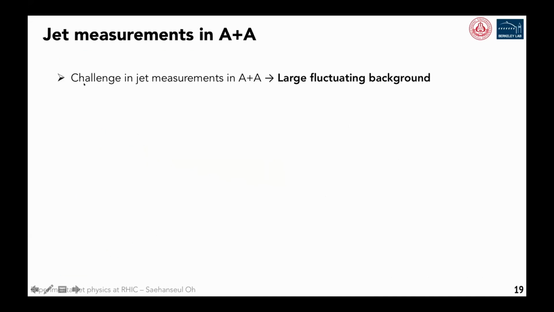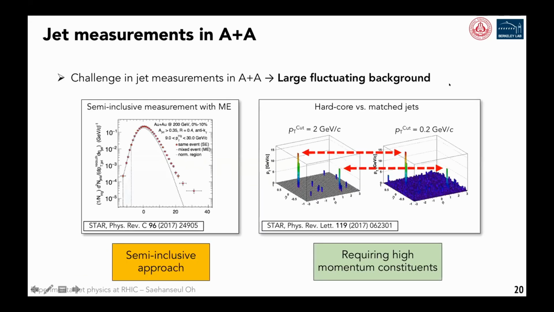As I said, the challenge in jet measurement in heavy ion collisions is the large fluctuating background. There are two main ways that we deal with this. The first is using the semi-inclusive approach, which was used in this paper in 2017. The other is requiring a high momentum constituent, which was used in this other paper. We have two different papers using totally different methods.